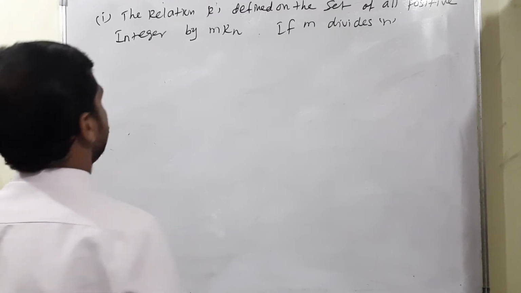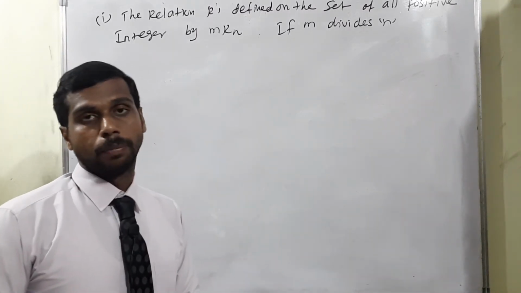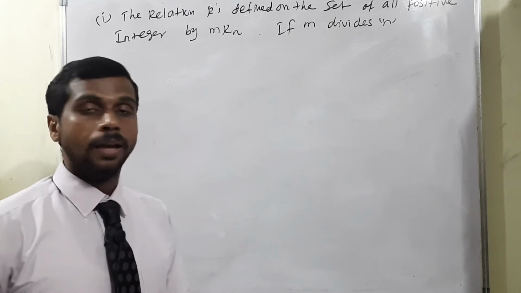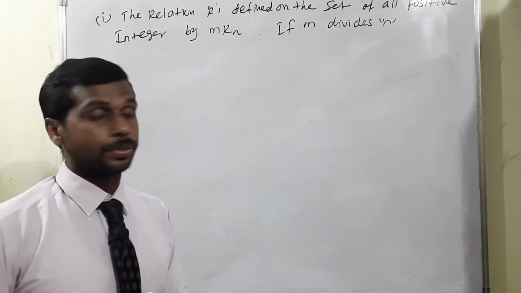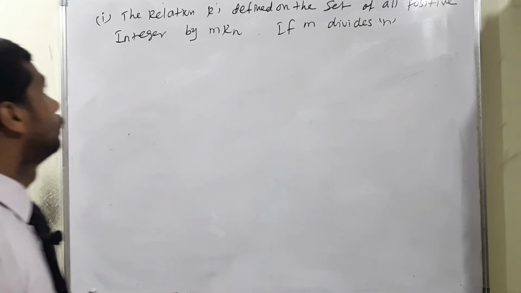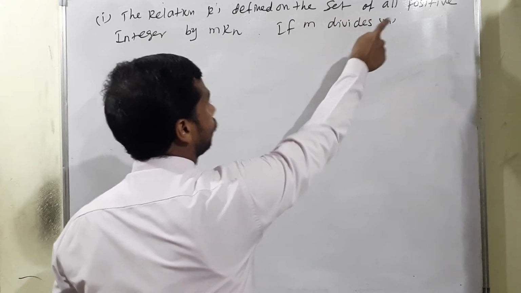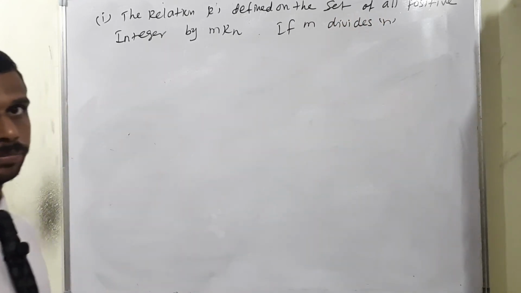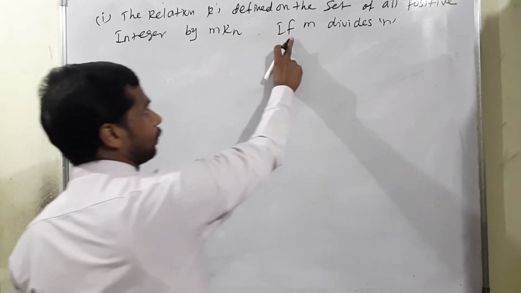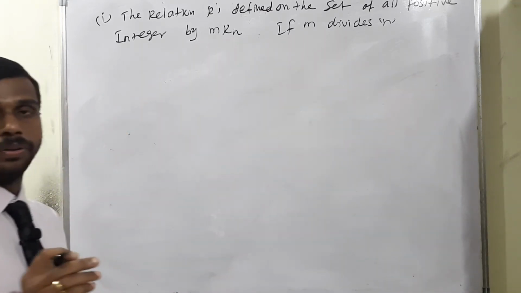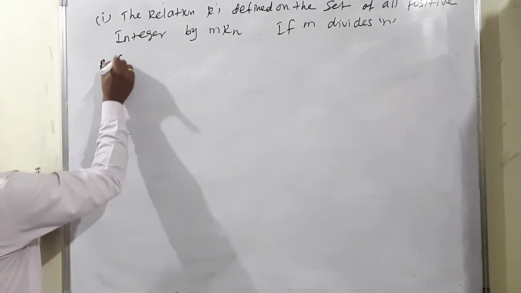Exercise 1.2, question number 1. Given 5 subdivisions. So one by one we can discuss the main condition. Discuss the following relations: reflexive, symmetric and transitive. Subdivision 1: the relation is defined on the set of all positive integers, where m related to n means if m divides n. Each and every term we have to check. First, I am moving to reflexive.